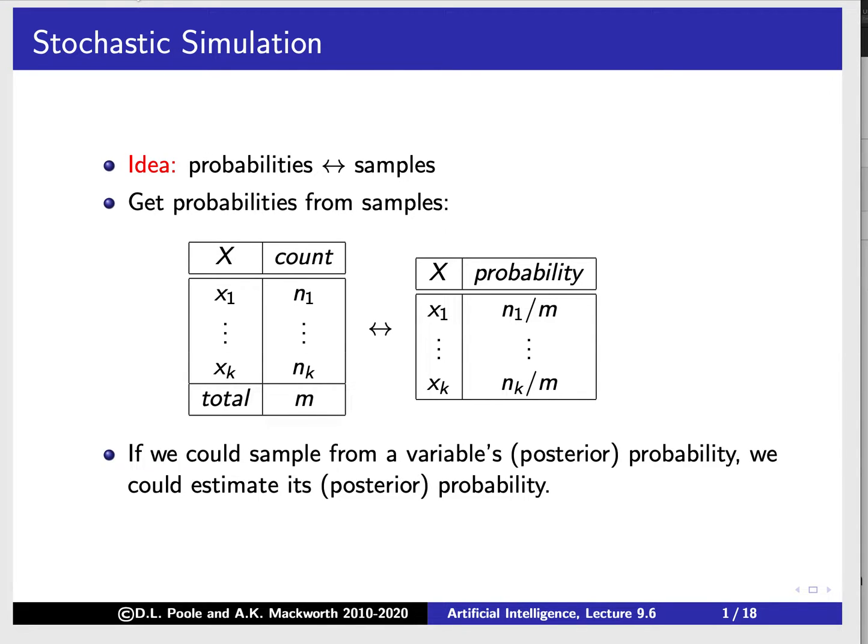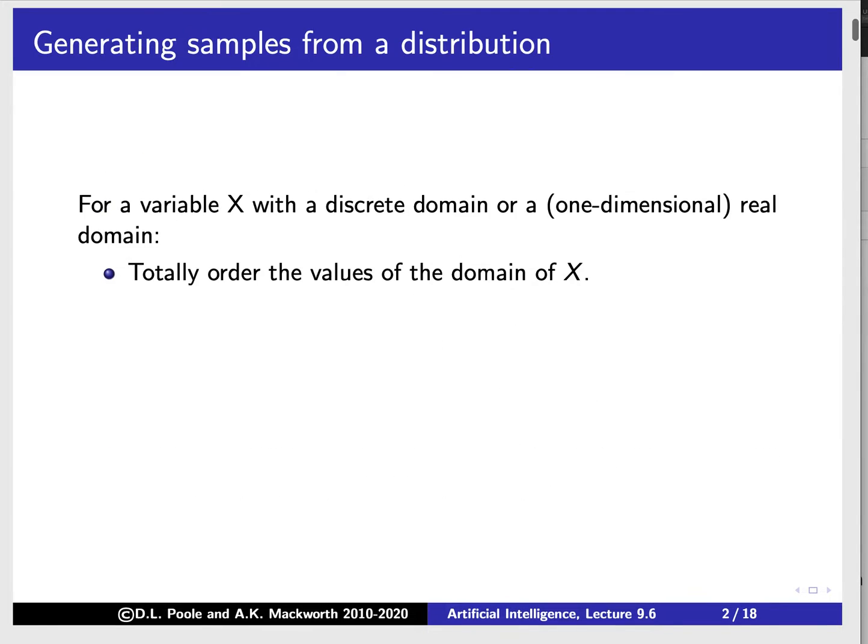So the idea is if we could sample from a variable's posterior probability, we could estimate its posterior probability. So if we can sample, then we can estimate probabilities. And often we want to make decisions. It's useful to be able to just estimate a probability. We don't actually need it exactly. We just want to estimate it often. Okay, so we're going to think about sampling and then using that to estimate probabilities.